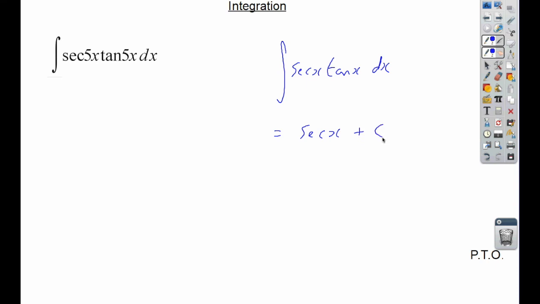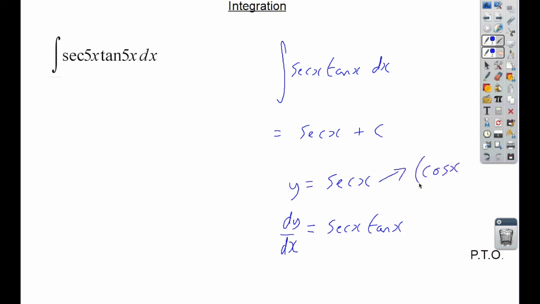Why is that? Well, because when you start off with y equals sec x, you should recall from the differentiation unit that the derivative of sec x with respect to x is sec x tan x. And you can prove that if you want by using the chain rule. You just write sec x as cosine x to the power of -1. So bear in mind the derivative of sec x is sec x tan x. In reverse, then, the integral of sec x tan x is sec x plus c. Okay, so let's just get rid of that.